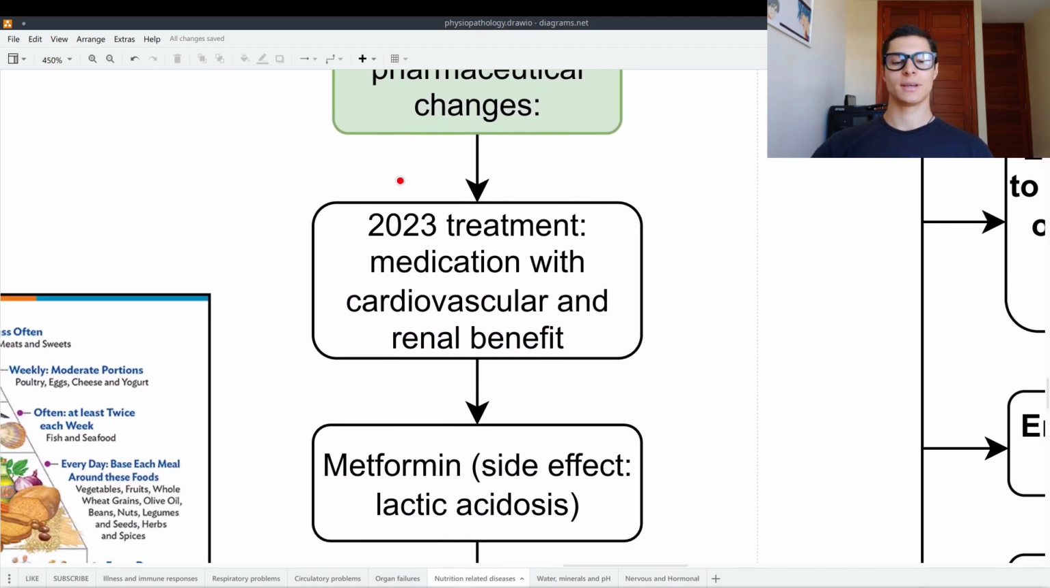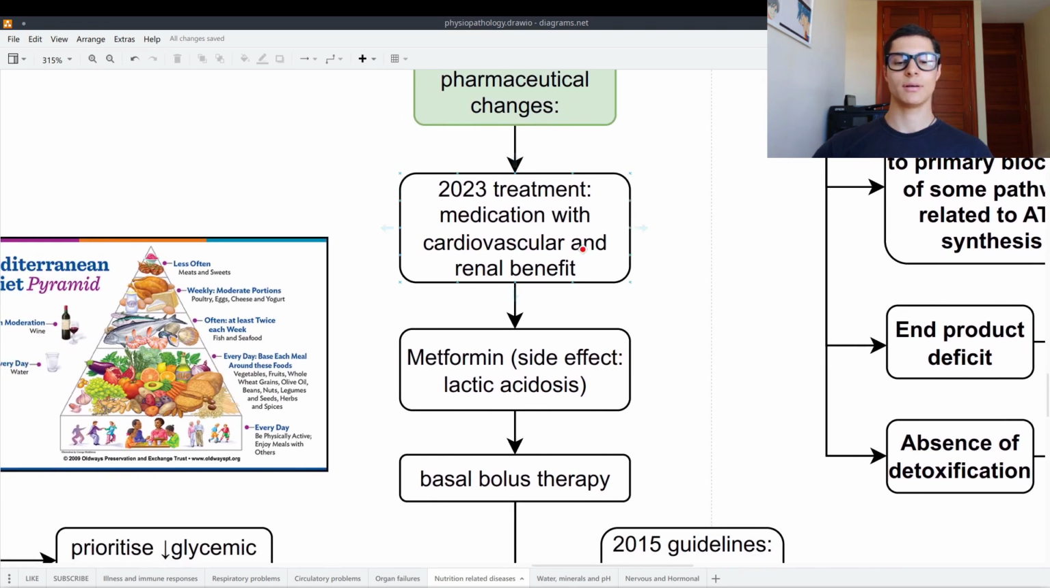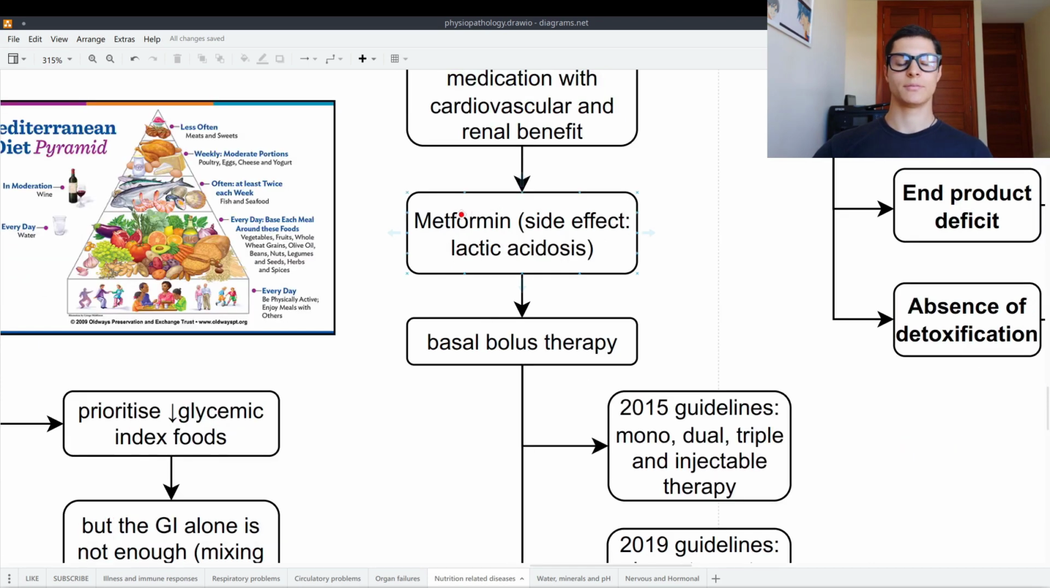Pharmaceutical changes. In 2023 treatment, the medication with cardiovascular and renal benefit. So both, not only cardiovascular because of insulin, but also renal, because higher glucose in the blood will damage the kidneys. Metformin, which is the main drug used to treat diabetes type 2, has some side effects, for example, the lactic acidosis.